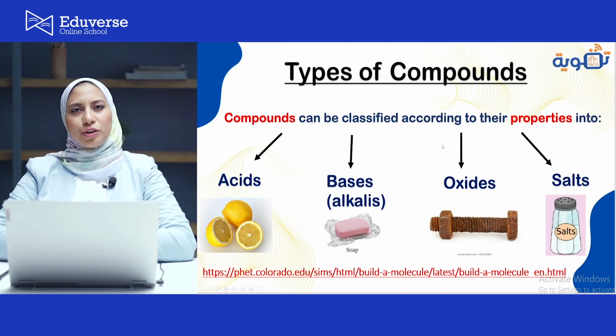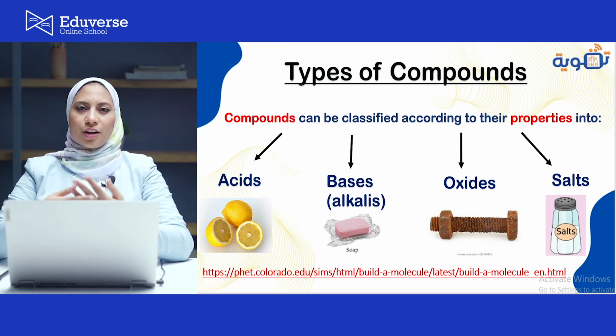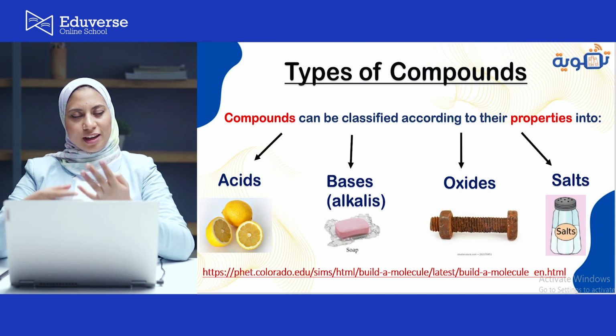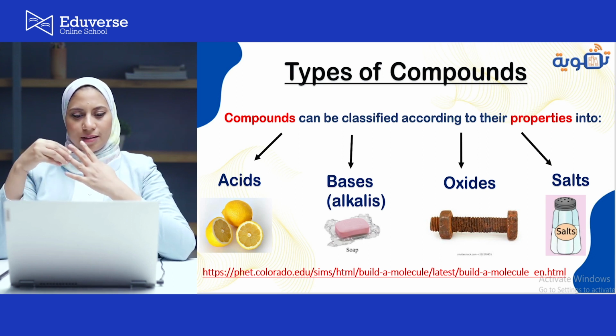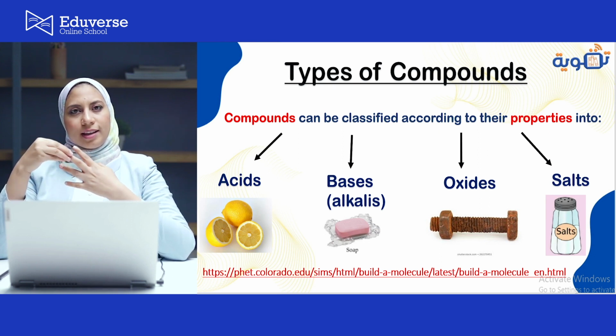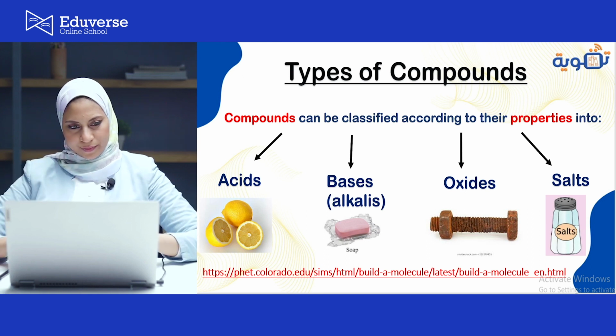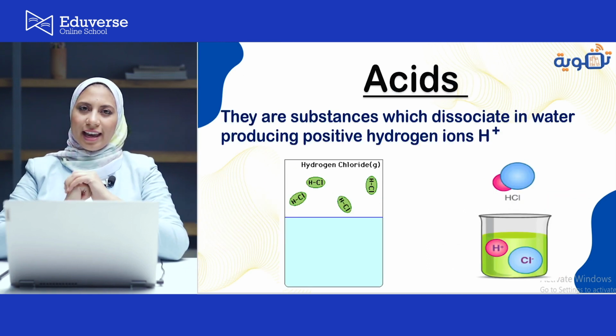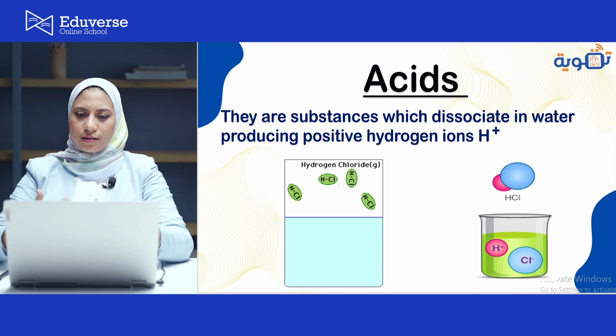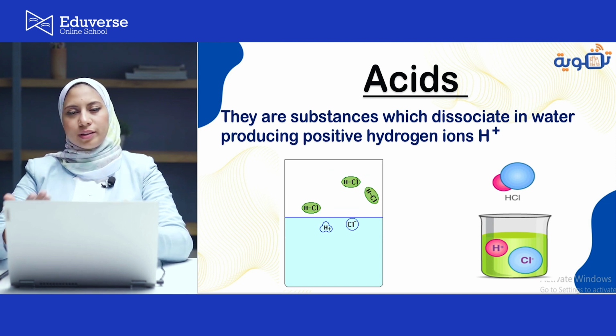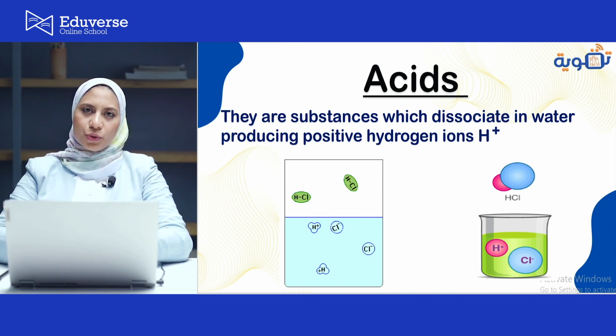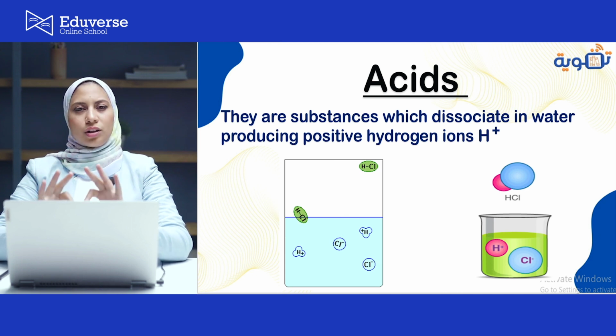And today we are going to talk about the types of compounds. Compounds can be classified according to their properties into acids, bases, oxides, and salts. Acids are substances which dissociate or dissolve in water, producing positive hydrogen ions.